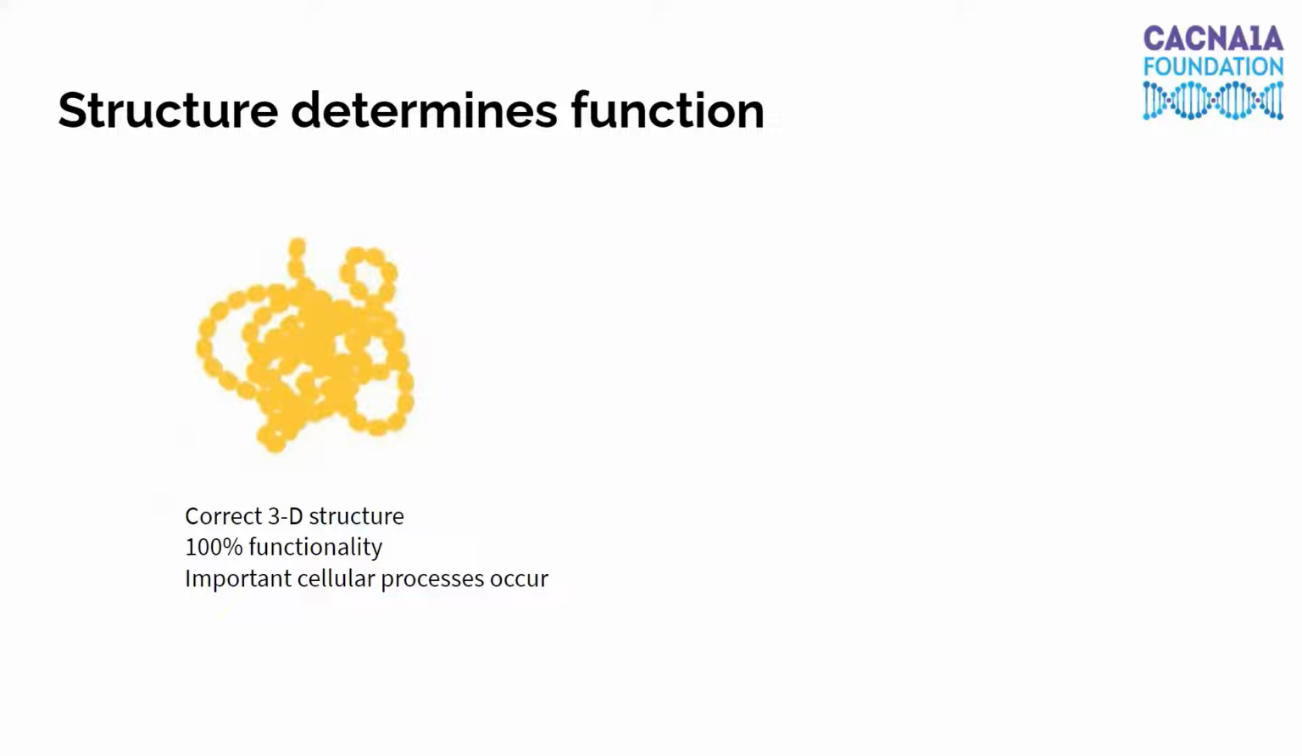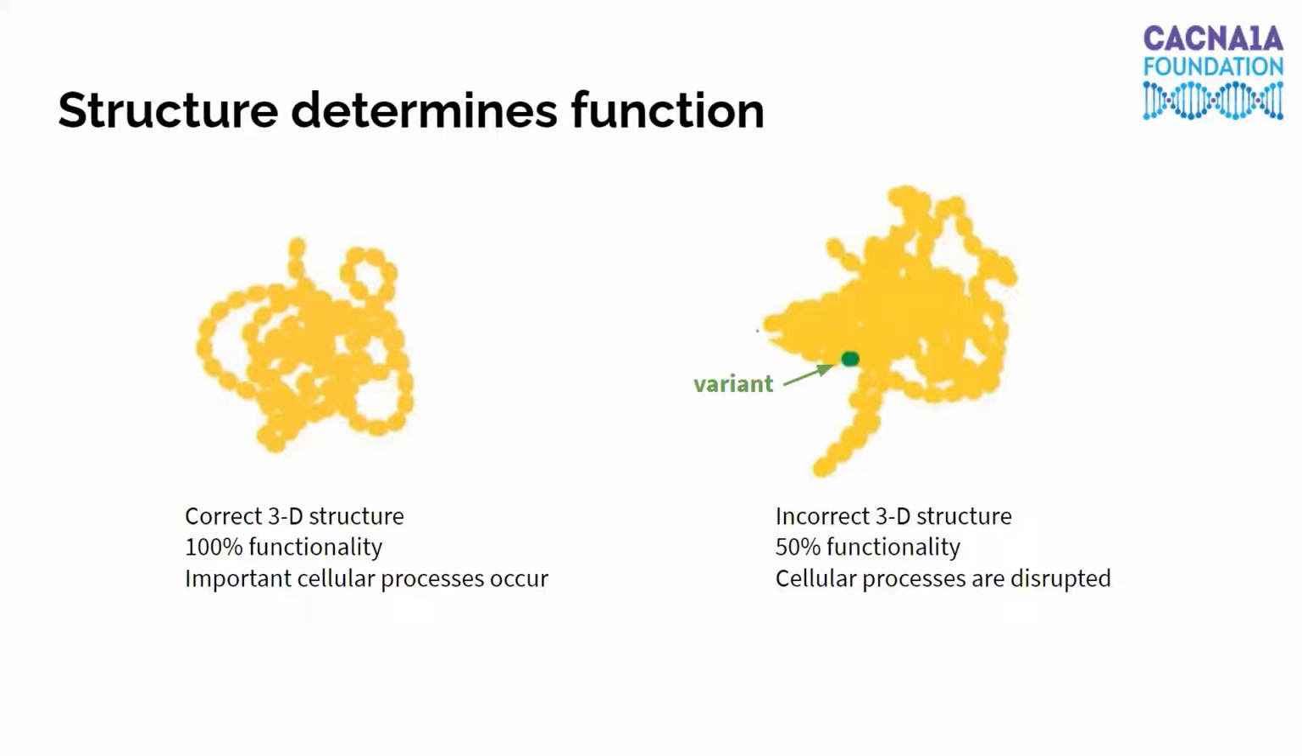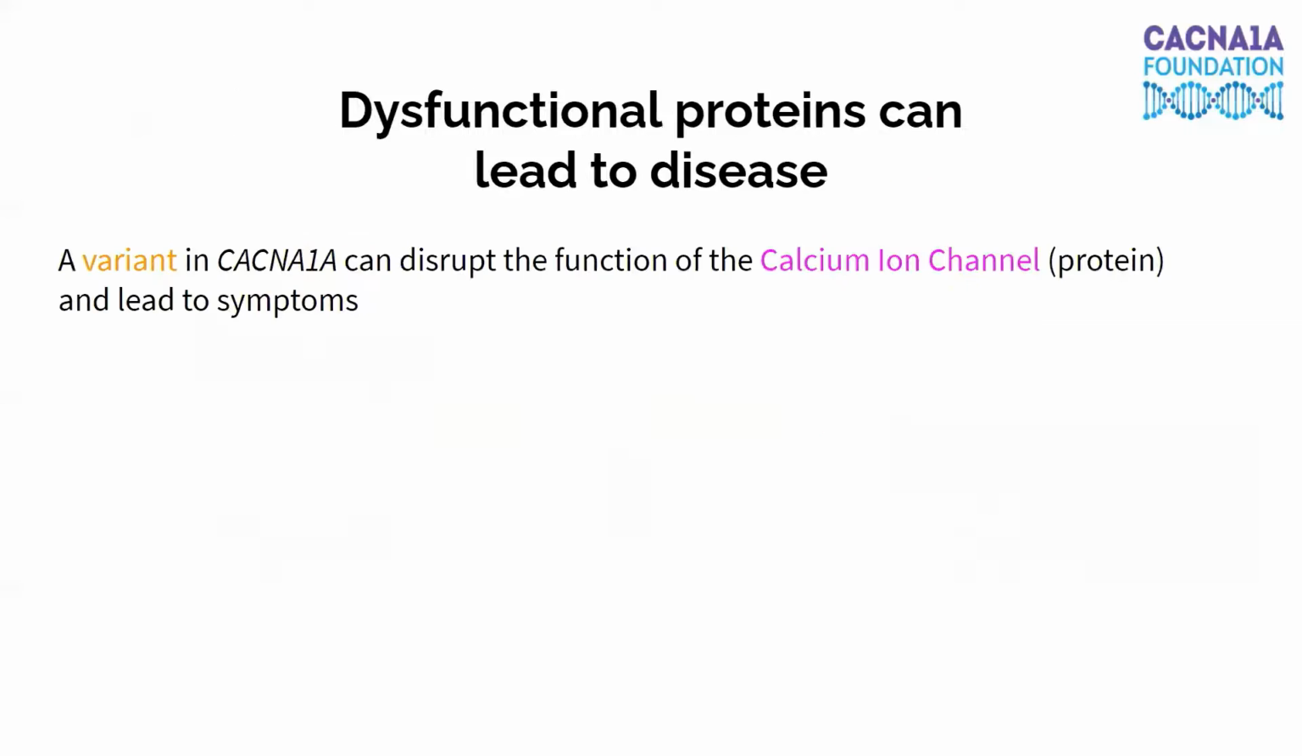So an original protein would have the correct 3D structure, 100% functionality, and the important cellular processes that this protein is responsible for can occur. However, that single variant can alter the overall structure, and this protein may now only be at 50% functionality. Those cellular processes that are supposed to happen are now disrupted or inhibited. So the bottom line here is that dysfunctional proteins can lead to disease.